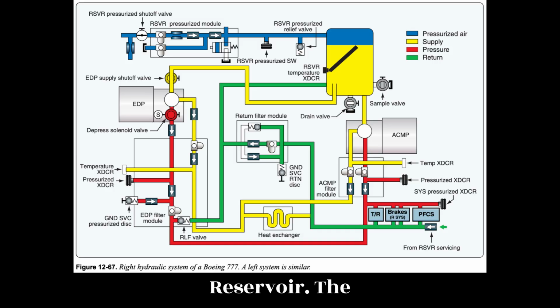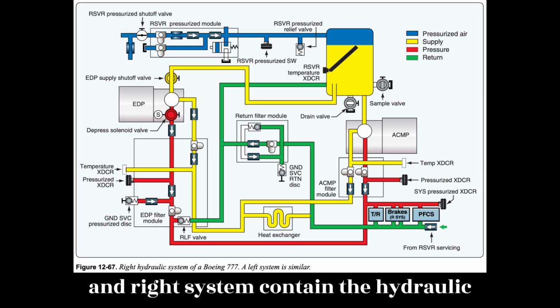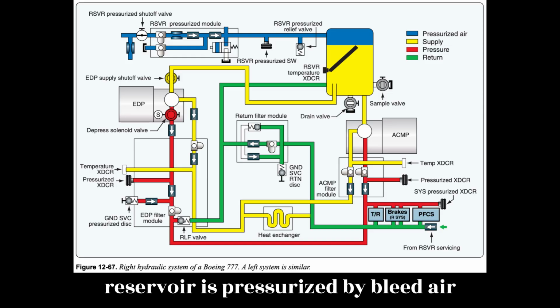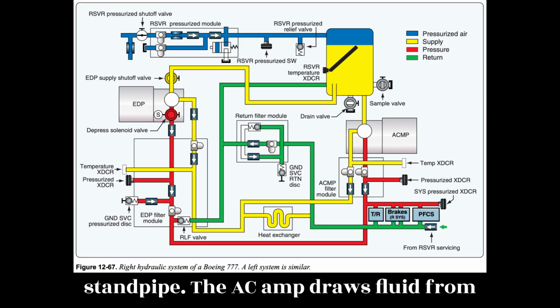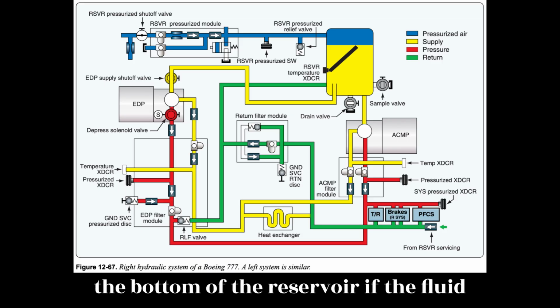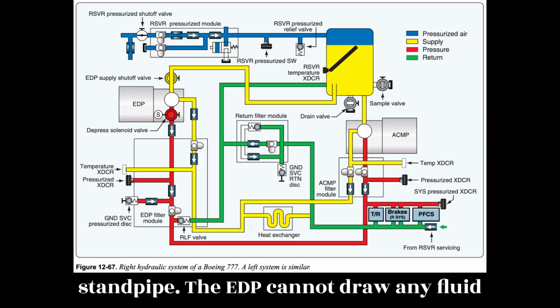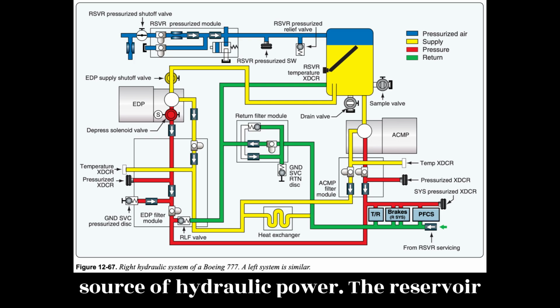Reservoir. The hydraulic system reservoirs of the left and right system contain the hydraulic fluid supply for the hydraulic pumps. The reservoir is pressurized by bleed air through a reservoir pressurization module. The EDP draws fluid through a standpipe. The ACMP draws fluid from the bottom of the reservoir. If the fluid level in the reservoir gets below the standpipe, the EDP cannot draw any fluid any longer, and the ACMP is the only source of hydraulic power.